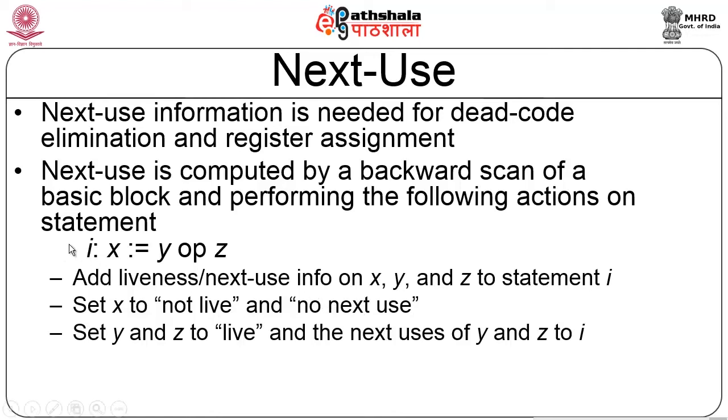Supposing you have a statement number I in which you have x is equal to y operator z. You have to have two pieces of information, one called liveness, the other called next use. In that case, what you do is you add liveness or next use info on x, y and z to statement I, and set x to not live and no next use. So, the LHS variable is said to have no next use and is not live, and you set y, z to live and their next use is at line number I. Okay. It is a backward scan.